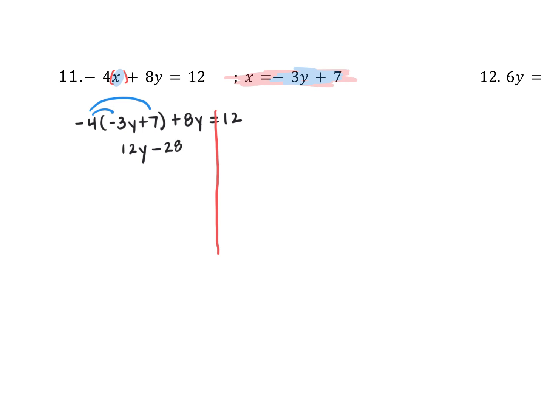Okay, I'm not going to distribute that negative 4 to that 8y because it's outside the parentheses. So then I'm just going to say plus 8y. Equals stays in the middle. Go ahead and write my 12.